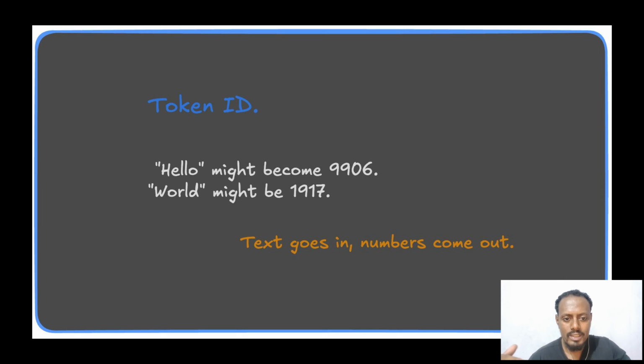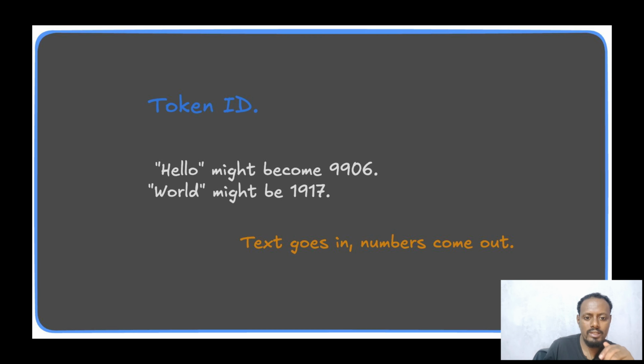Now, these IDs don't come out of thin air. The model has something called a vocabulary. Think of it like a giant dictionary, a fixed list of all the tokens the model knows. GPT-4, for example, has a vocabulary of around 100,000 tokens.